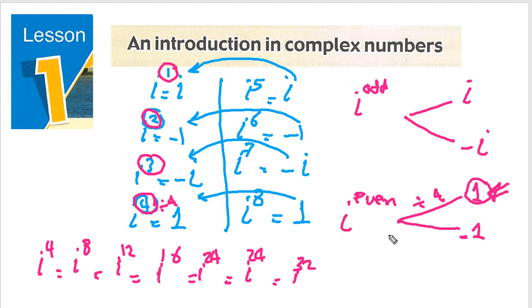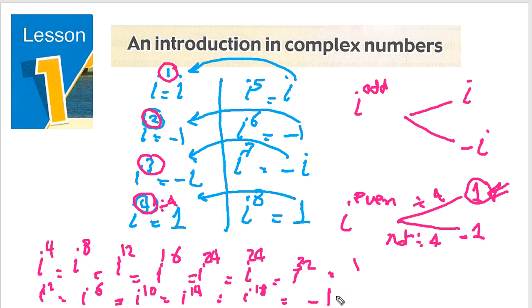But for any number not divisible by 4, like 2, which is even but not divisible by 4, it is different. i to the power 2, i to the power 6, i to the power 10, i to the power 14, i to the power 18, and so on. All of them are even but not divisible by 4. Then it will be negative 1.